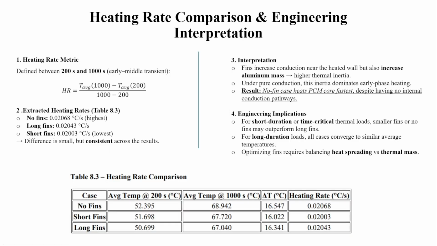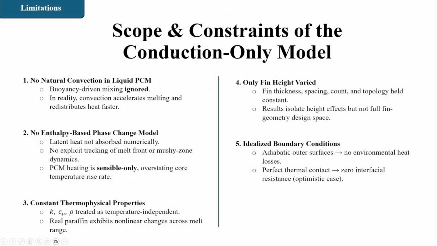Now looking at the actual heating rate comparison and interpretation, when we compute the simple heating rate from 200 to 1,000 seconds, the no fin case is the fastest, followed by the long fins and then the short fins. So the differences are really small, but the trend is consistent with the response time behavior that we expected. Under pure conduction, the thermal inertia of the aluminum has more impact than the conduction benefits of the fins. We can also see here, again, highlighting that the no-fin case heats the PCM core faster despite having no internal conduction pathways.